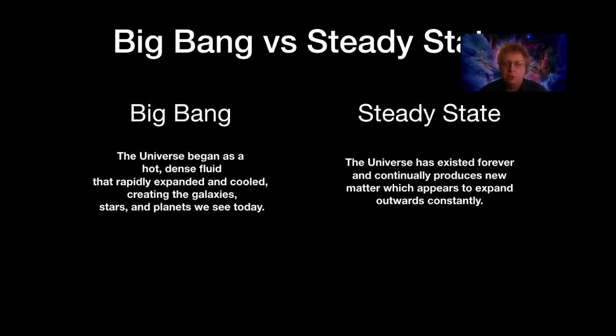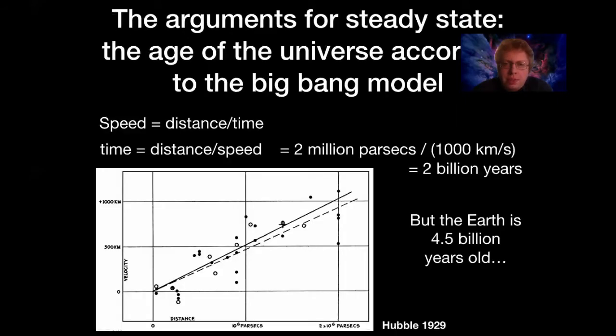So I'm going to go through some of the arguments that were in favor of each of these two theories and talk about eventually how it was resolved. And I'm going to start out by giving some of the evidence in favor of the steady state. The first piece of evidence is actually a really big point in favor of steady state and a really big problem for the Big Bang model.